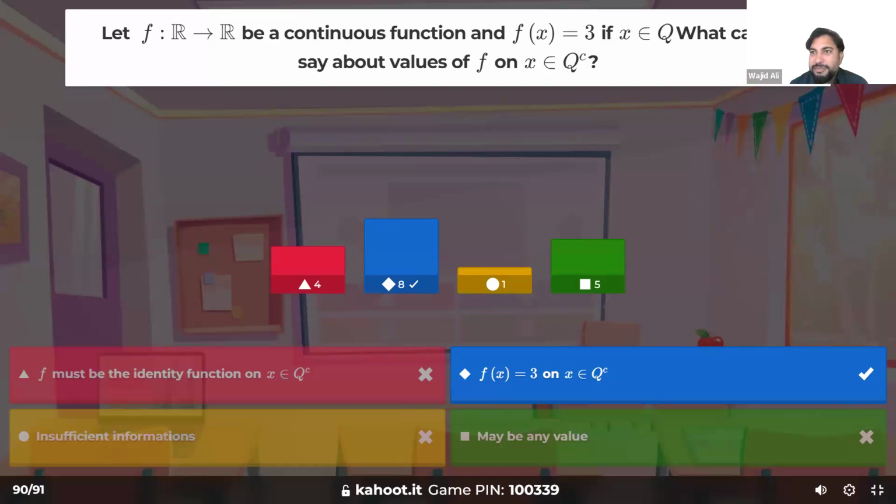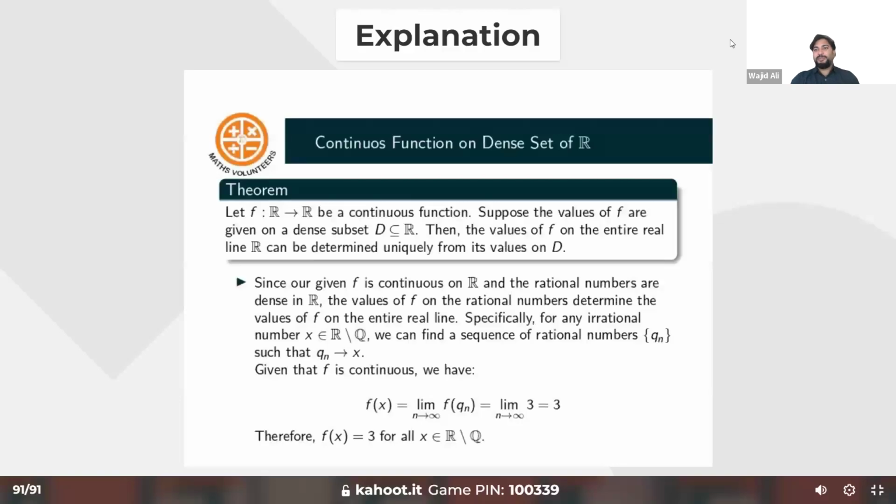Interesting. And let's go to the last bit of explanation by Sean. So the complement of the rationals is the irrationals, and you take some irrational number x, and then construct a sequence of rational numbers converging to that, and then by continuity, the limit of f(qn) would actually go in. So you can just continuously extend to the whole line by just being constant.